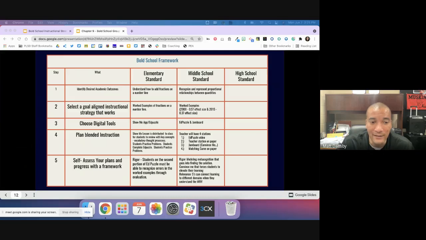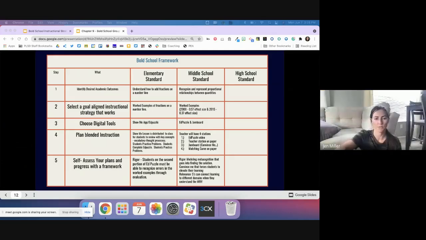And then again, you could start off with having them listen, but then later on, to increase the rigor, if you give them an incorrect worked example, students could identify the problem or the incorrect solution. And then for the middle school, it was recognize and represent proportional relationships.